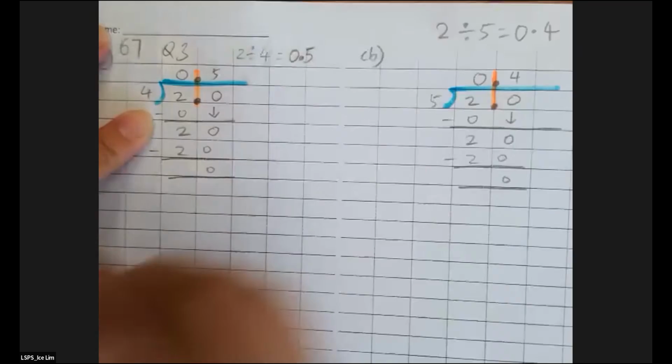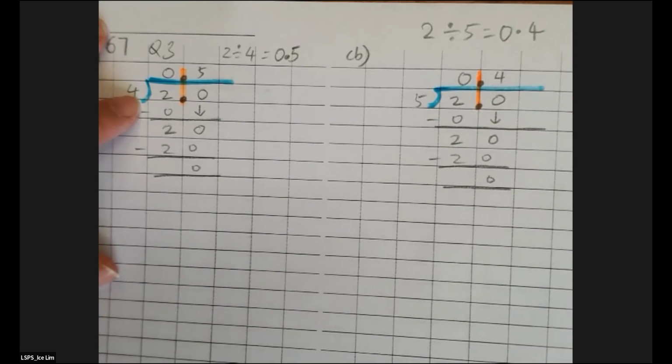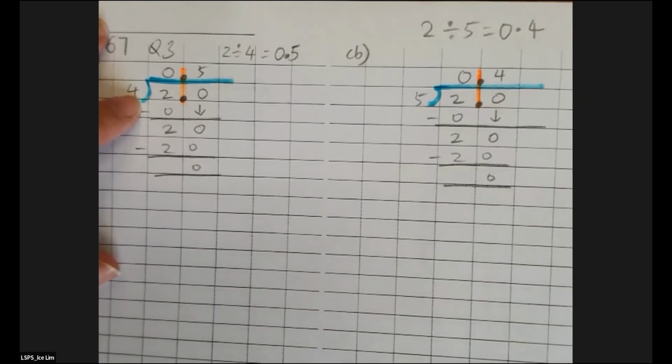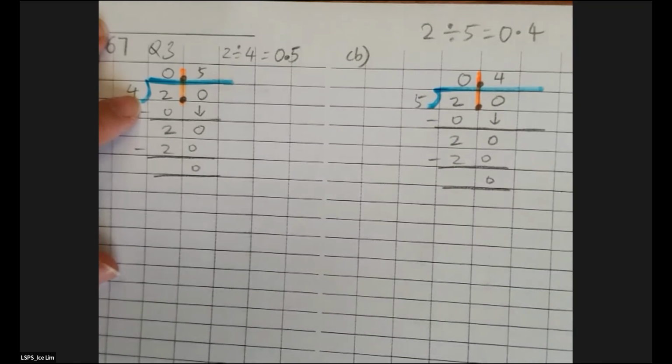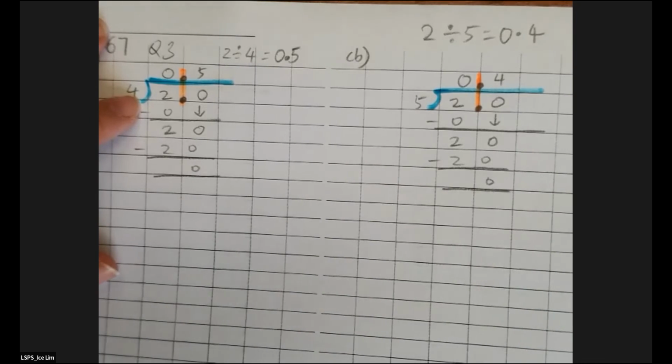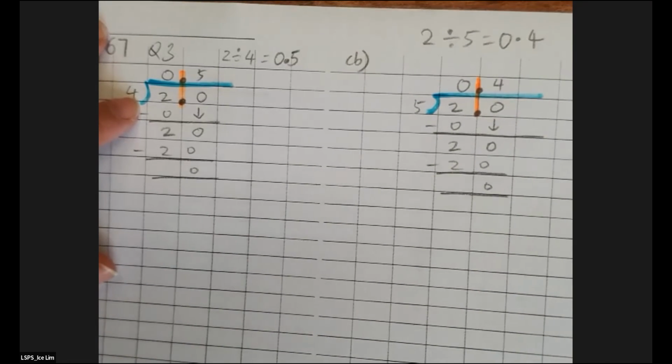So like Kaylen says, 4 people share $2, each person get 50 cents. 5 people share $2, each person get 40 cents. Can you understand? Yes? So far, okay? So good? Can? Okay?